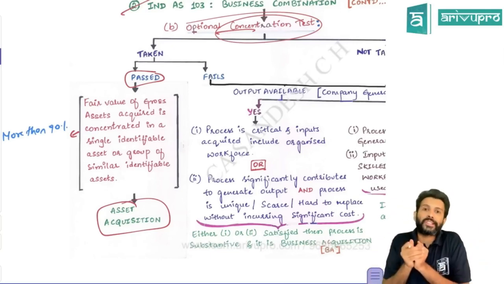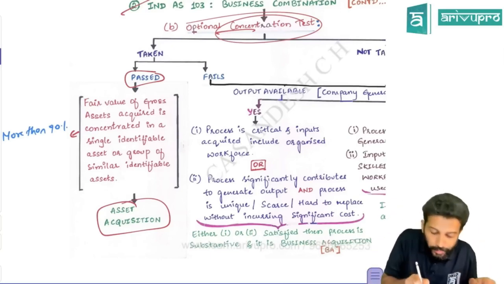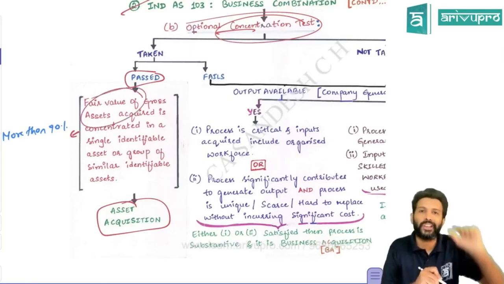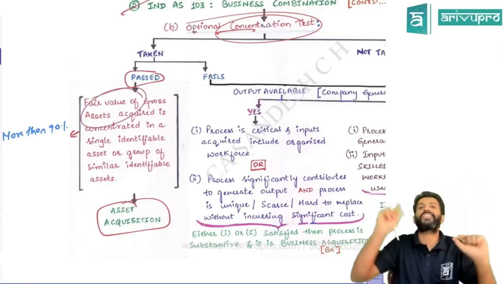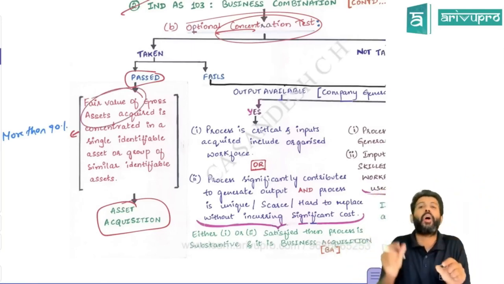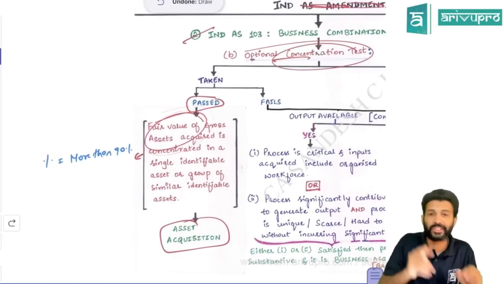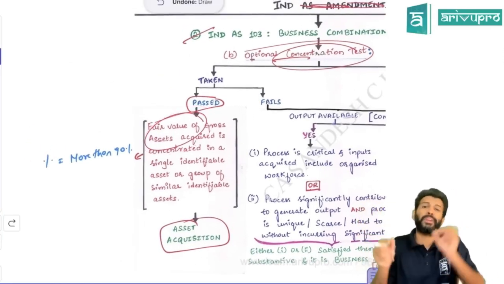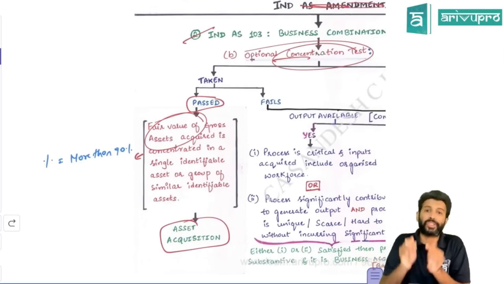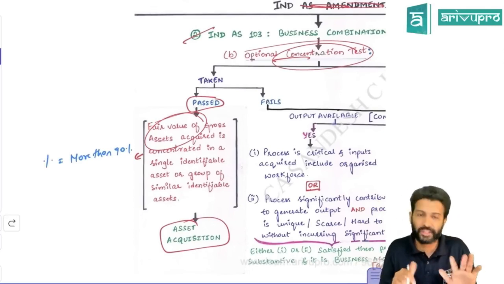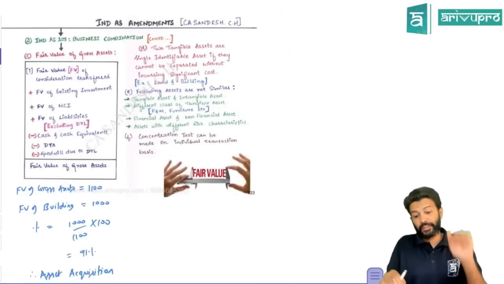So how do you say this test is passed? We have to compute something called fair value of gross assets. If the fair value of gross assets is concentrated on any particular asset, if more than 90% of the fair value of gross assets is towards one particular asset, we say this is an asset acquisition. Rather, this particular test is passed. Okay.